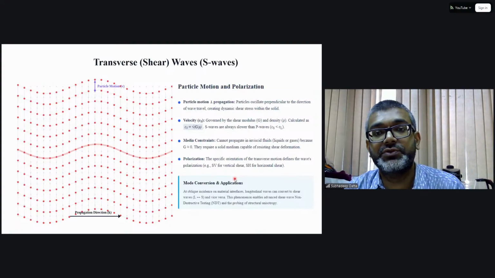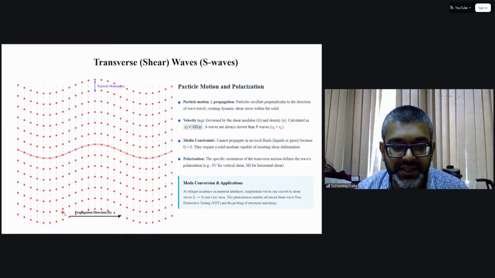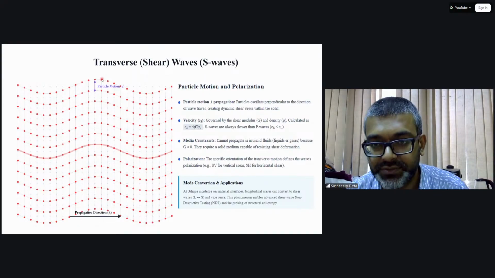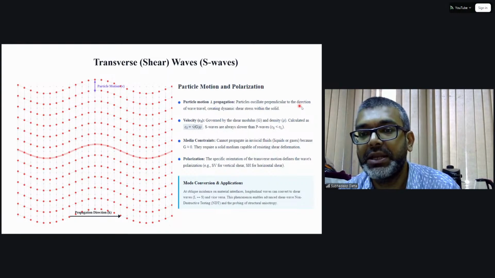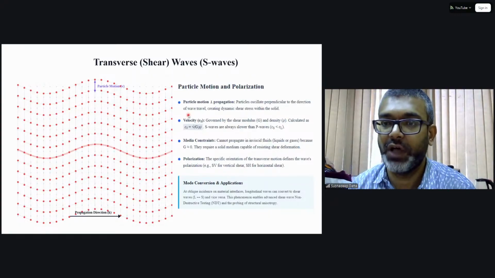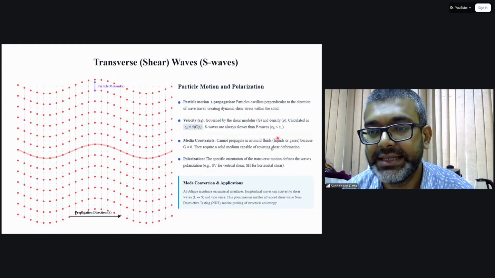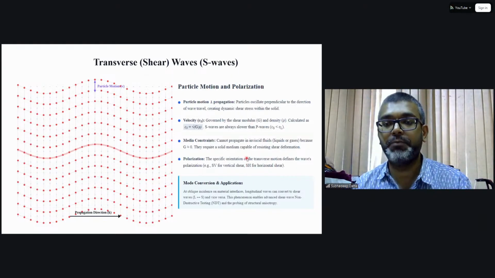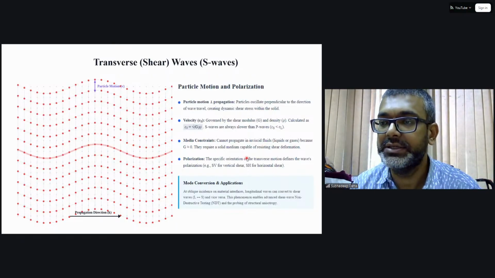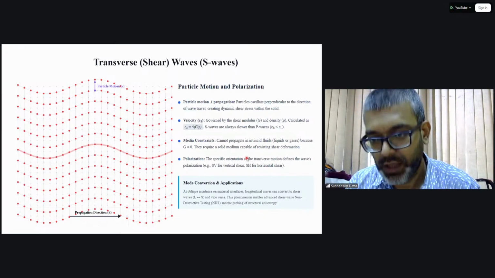How about the transverse wave, which is the S wave? This is also familiar to us. The propagation direction is in this direction, and the particle motion is in this direction. So this is transverse motion. The particle oscillates perpendicular to the direction of the wave travel, creating a dynamic shear stress within the solid. Again, this velocity is dependent on the shear modulus and the density. So these are very important things for sound. You have to know the different elastic moduli and density of the material to understand the velocity through the material, the sound velocity.